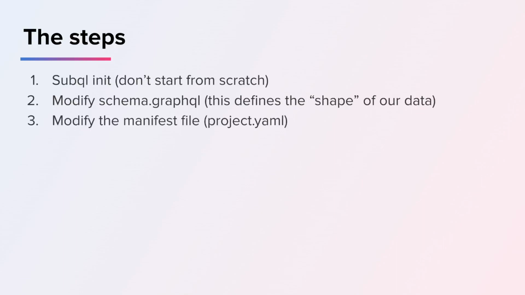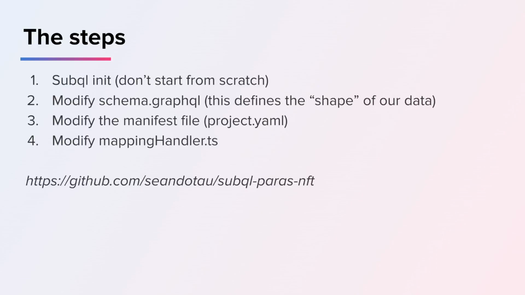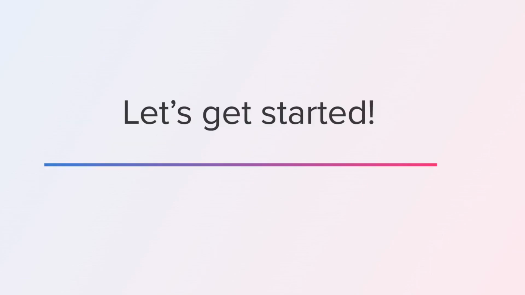Next, we need to modify the manifest file, also known as the project.yaml file. And this is essentially a configuration file where you define filters, the start block, etc. The last step in the process is to modify the mapping handler file, and this is where the actual coding and the transformation of the indexing data takes place. Here is a link to the completed code for reference as well. So with this in mind, let's go ahead and get started.